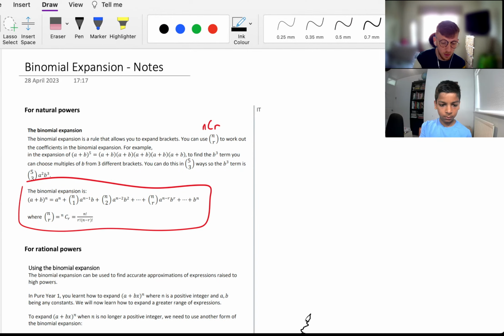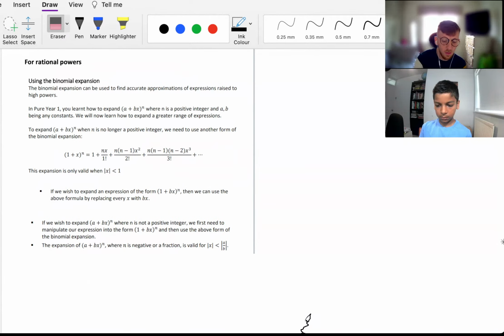Okay, and this formula for n choose r is given in the formula book as well. So it's n factorial over r factorial times (n minus r) factorial.